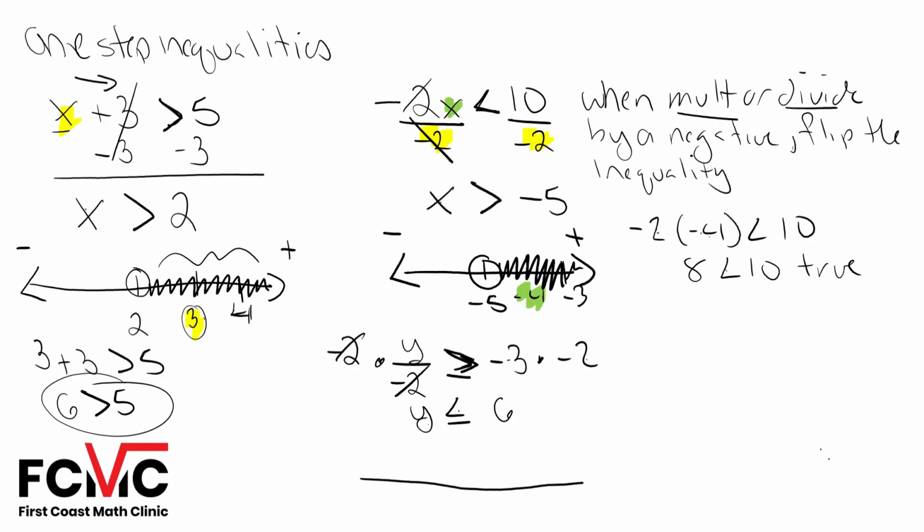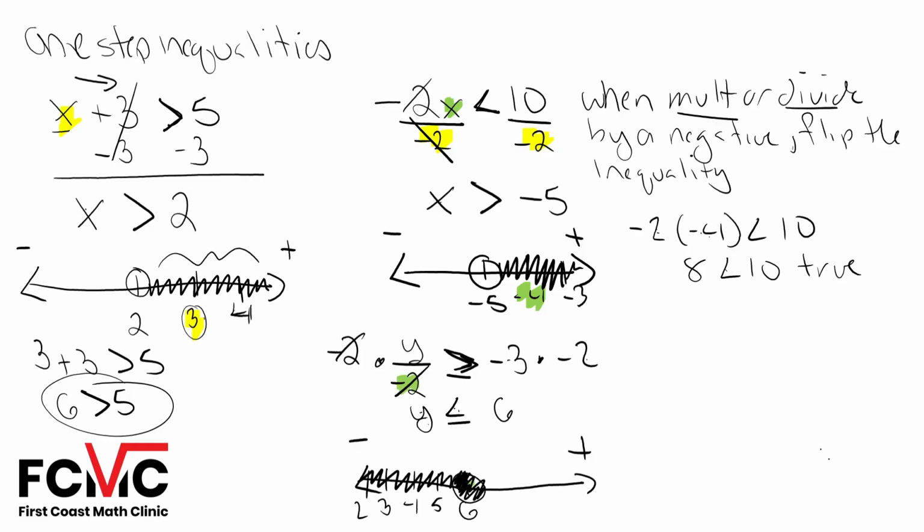Now when we graph this, we'll have 6. Now we have less than or equal to, so we want a closed circle at the 6. Larger values are to the right, smaller values are to the left. Y is less than 6, so we'll shade to the left. And what values do we have that are less than 6? Well, we've got 5, 4, 3, 2.